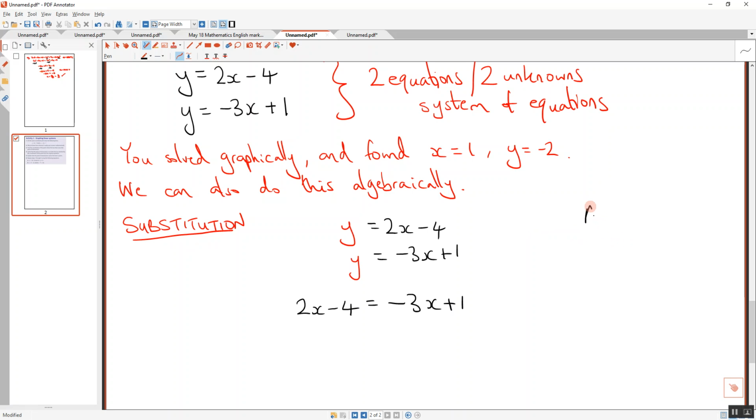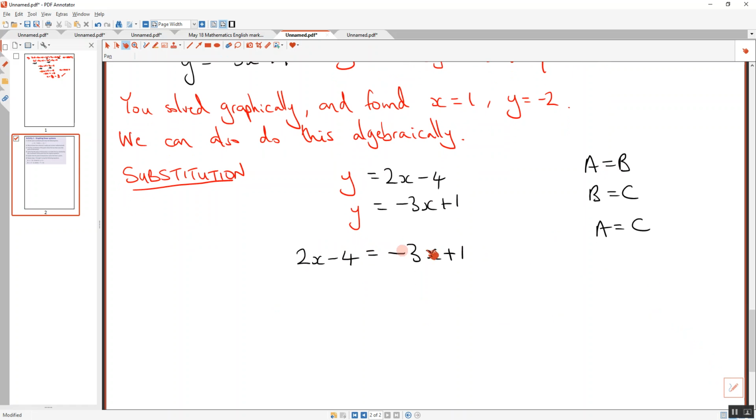It's kind of like saying if A equals B and B equals C, then what does A equal? C, okay? Because they're all equal. A equals B, B equals C, so A equals C. Is that okay? Right, so what have we got here? We now have an equation which we can solve. How would we go about solving this?